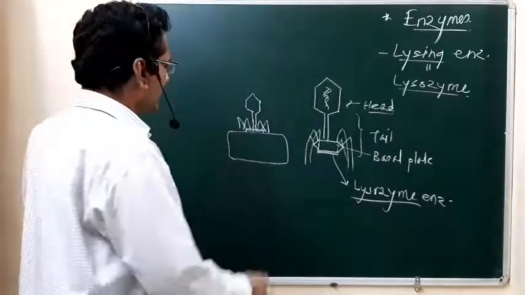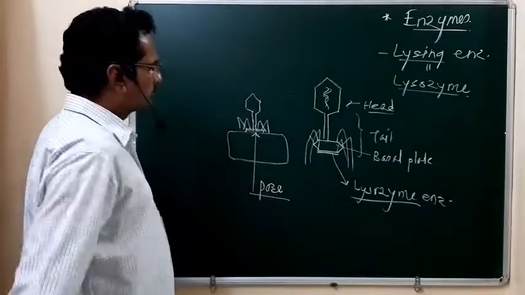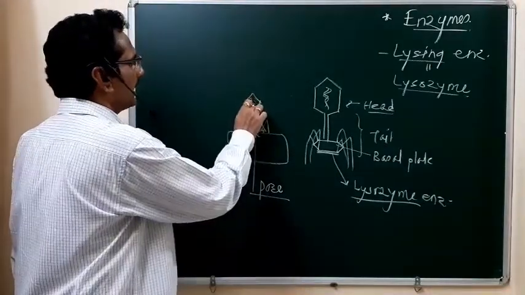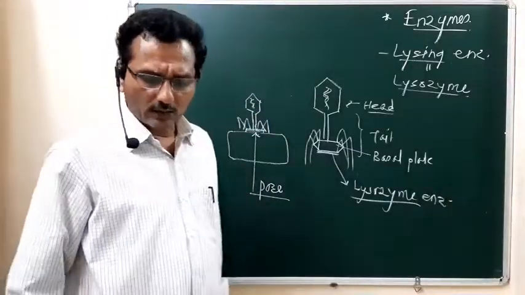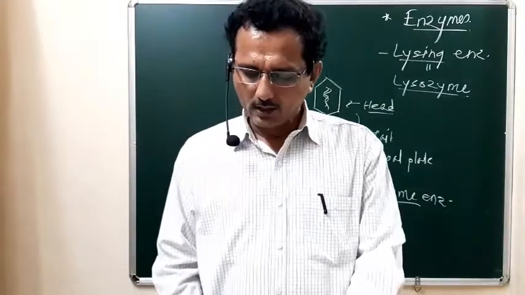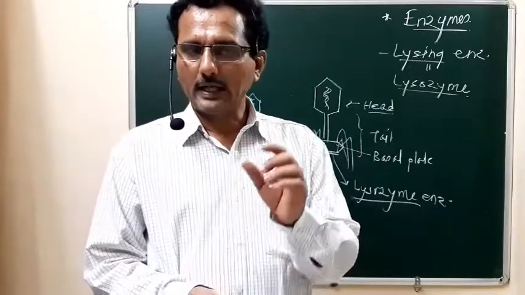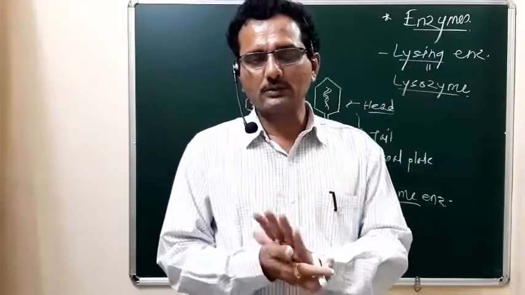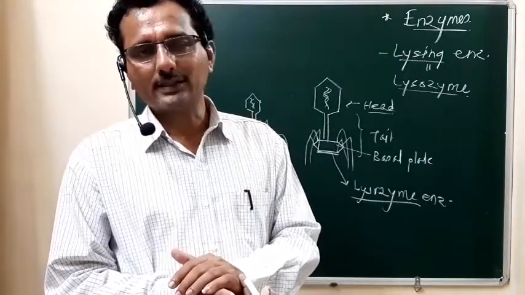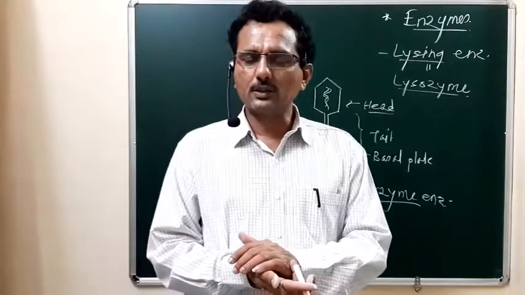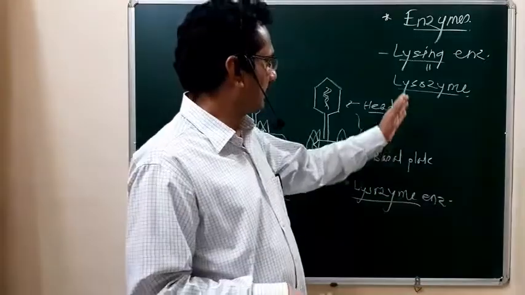At the point of contact, this lysozyme enzyme dissolves the bacterial cell wall and cell membrane and creates a pore, and through that pore, the bacteriophage DNA is transferred inside the bacterial cell. So always remember, this lysing enzyme is seen in the case of bacteriophages, at the lower side of the tail region. It dissolves the bacterial cell wall and cell membrane and makes it easier to transfer the genetic material inside the bacterial cell.